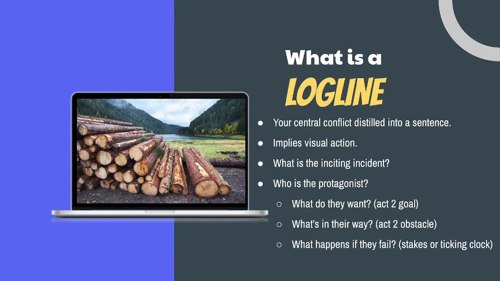Yes, I should. So we mentioned it's that one sentence, the entire central conflict of the show distilled down into a sentence. So who is the show about? What are they attempting to do? What is standing in the way? Those are some of the basic questions we're going to have. We want to imply visual action, and we want to get the sense the show's about people doing stuff, not people sitting around thinking about stuff or discussing stuff, discussing being probably the least dramatic word possible. We want to know what the inciting incident is, also sometimes called the catalyst, which is the event that kicks off your story. What do the characters want? What's in their way? What happens if they fail?